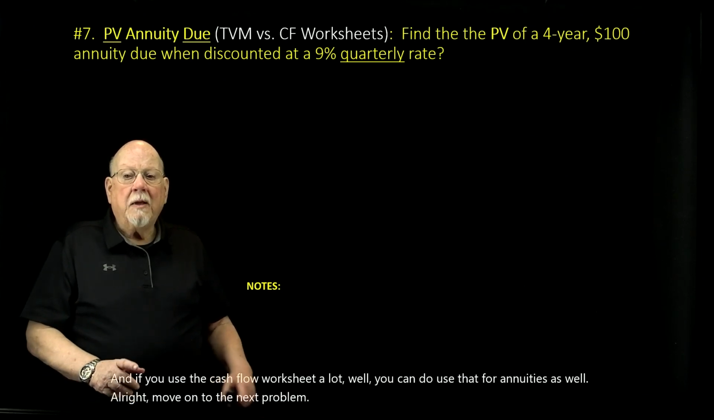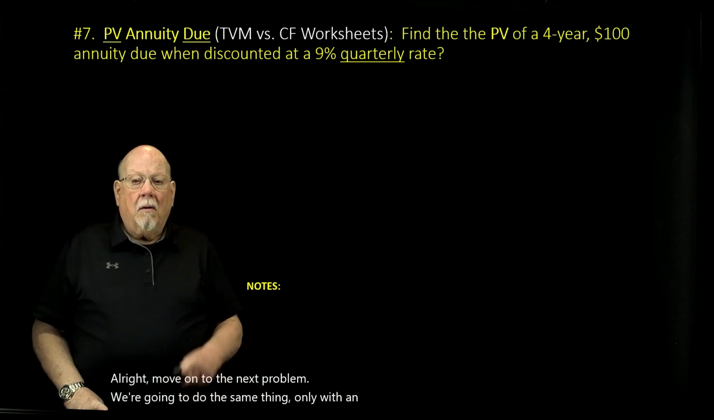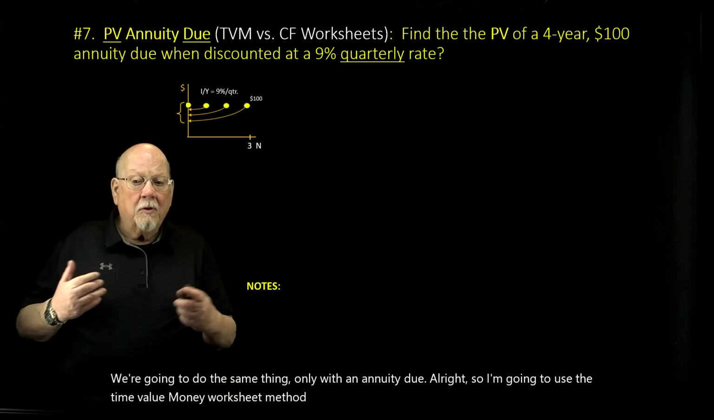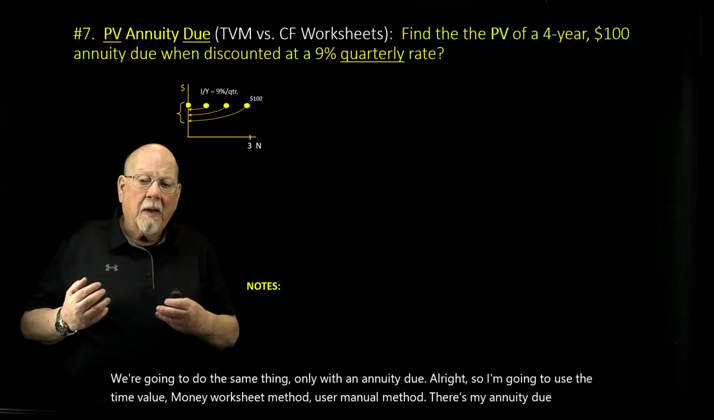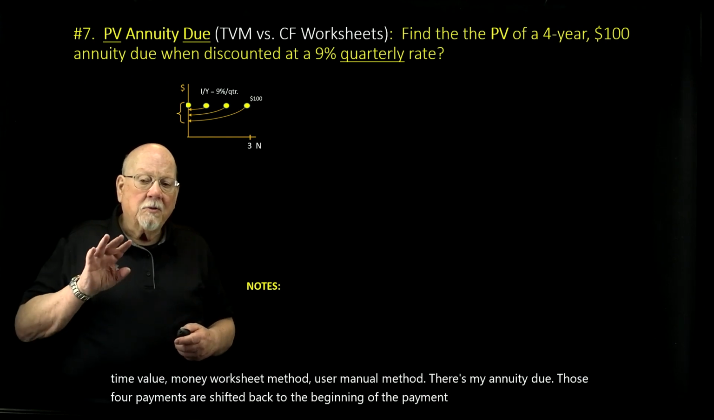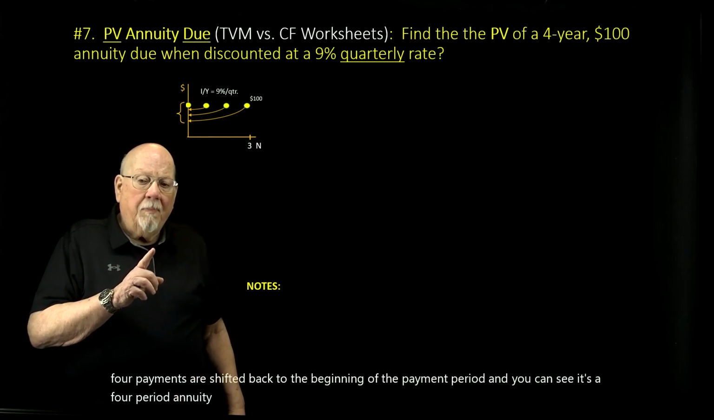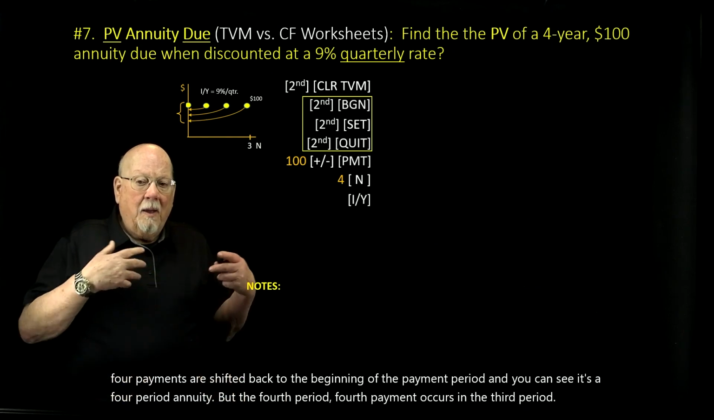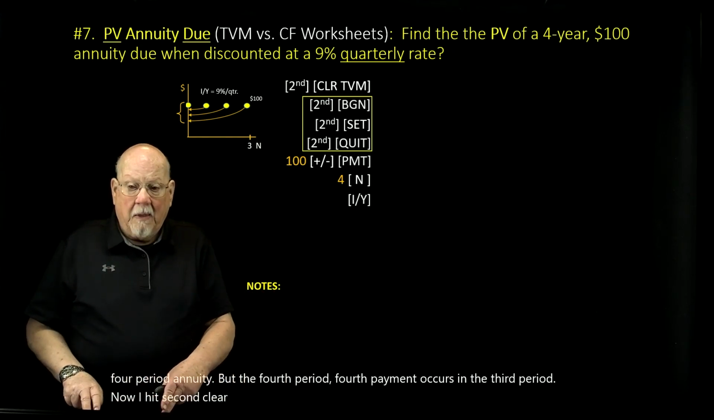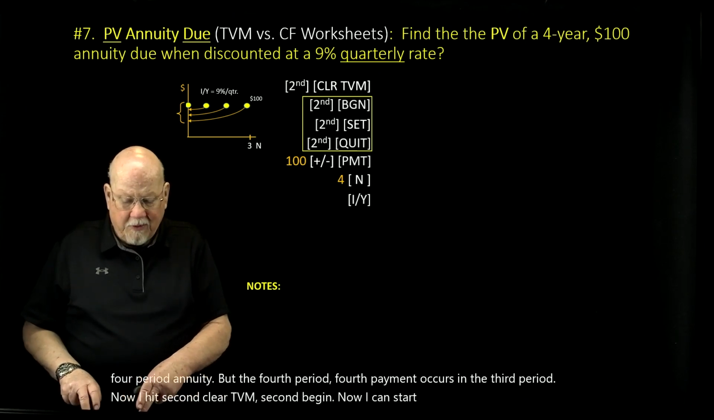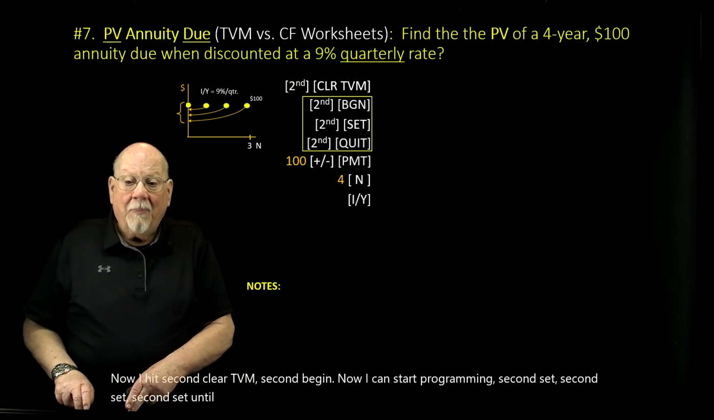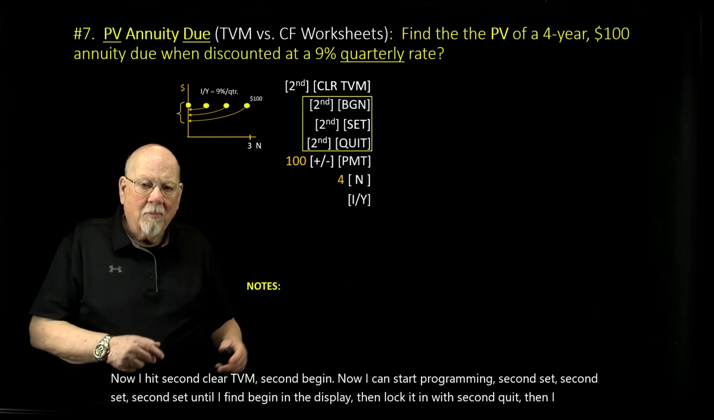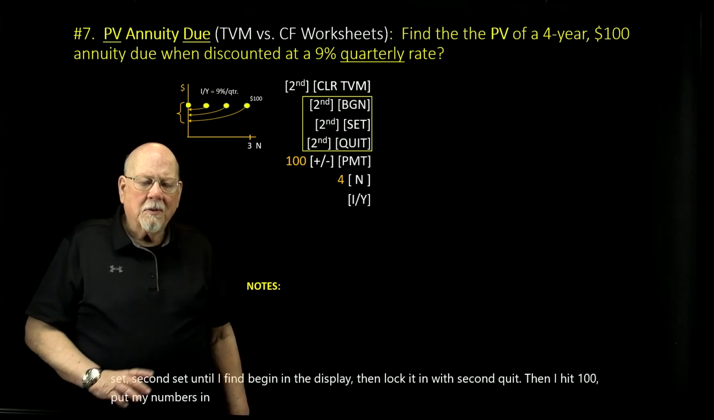We're going to do the same thing, only with an annuity due. I'm going to use the time value of money worksheet method, the user manual method. There's my annuity due. Those 4 payments are shifted back to the beginning of the payment period. You can see it's a 4-period annuity, but the fourth payment occurs in the 3rd period. Now I hit second clear TVM, second begin. Now I can start programming. Second set until I find BGN in the display. Then lock it in with second quit. Then I hit 100, put my numbers in, and I get down to my interest rate, and I stop.